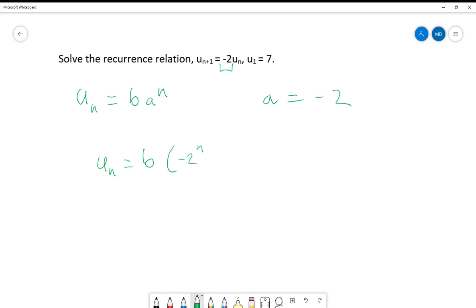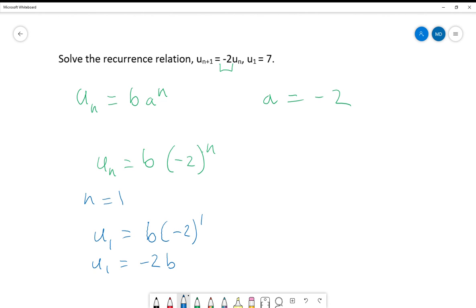Need to use some extra brackets here to ensure that our negative is in the right place. So negative 2 to the power of n, and actually quite nicely, due to BODMAS, we don't need to put another pair of brackets on. And now we want to work out what this value of b is. Well, we're just going to plug in our value of n. We've got n equals 1. Plugging that in, we get u_1 is equal to b times negative 2 to the power of 1. Negative 2 to the power of 1 is negative 2. So that tells us that u_1 is equal to negative 2b.